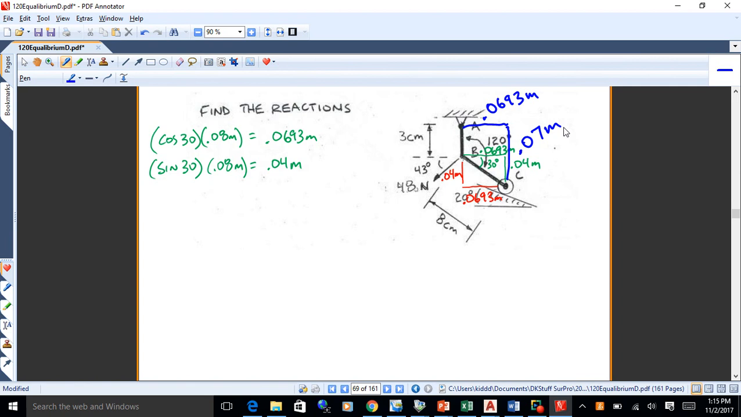So now I've got everything connected together. I've thought about this beforehand. I know I'm taking moments about A, and I've got dimensions from A to everything I need now. So doing those moments is pretty straightforward. Why don't you just do the moment about A there real quick. I'll give you a couple minutes on that.